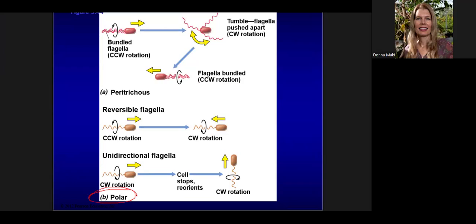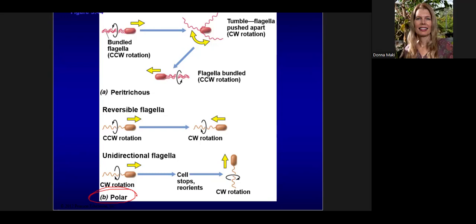Polar, if you say, oh, look at that cell, it has a polar flagella. What you mean is just one flagella, and it's usually a rod-shaped bacteria, and the flagella is just at one end. Okay, then you say it's polar. If you look at them under the microscope, they look like they've had a whole pot of coffee. They'll be zipping along and then they'll stop for a second and then zip in a different direction, but they go really fast and jerky.